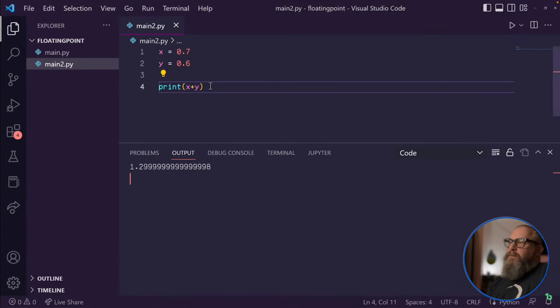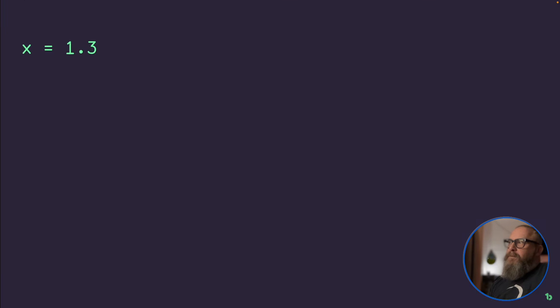Well, this is the same phenomenon that is occurring here with base 2, and I'm going to break this down and show you exactly what's going on here. So let's jump right into it. Here we have our example 1.3, and as you saw before, floating point notation is not able to actually represent 1.3, so this is a good example. The first thing we want to do is turn 1.3 into binary.